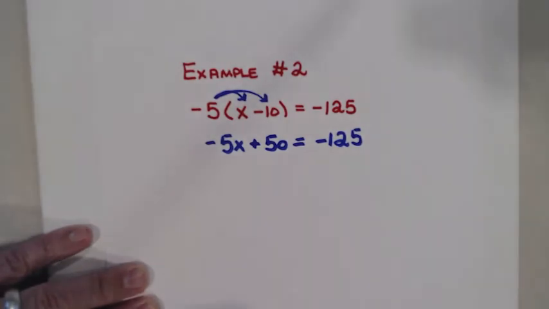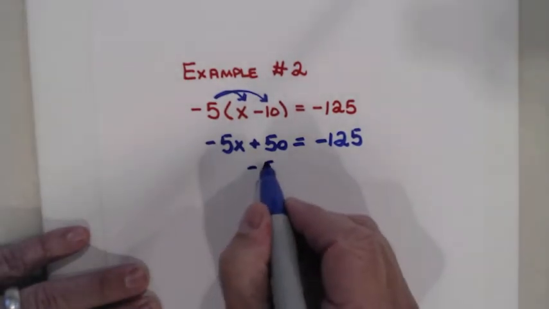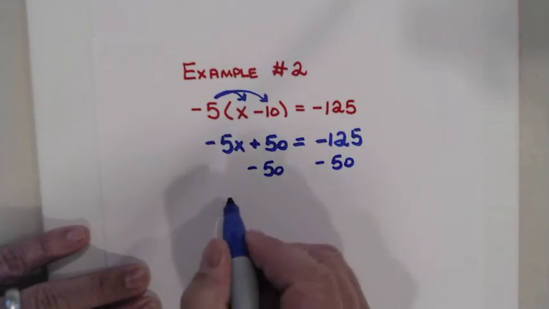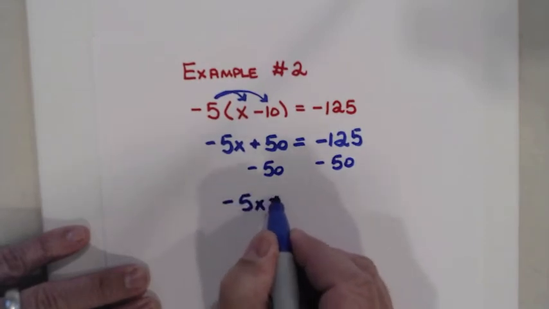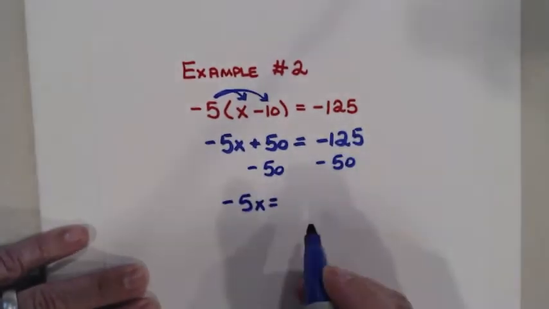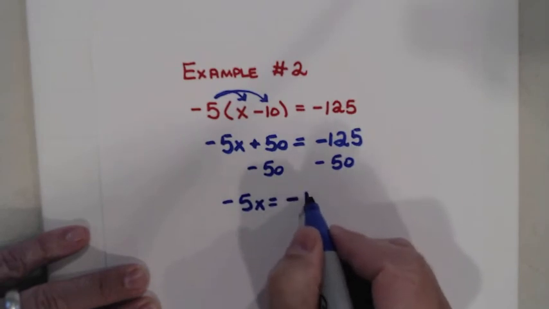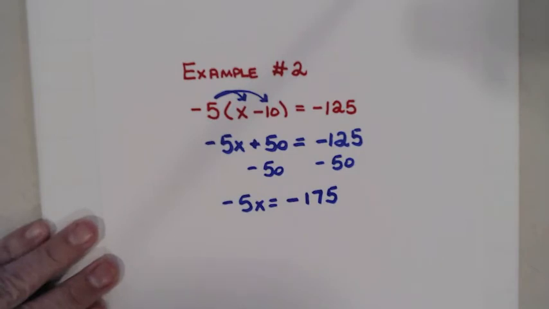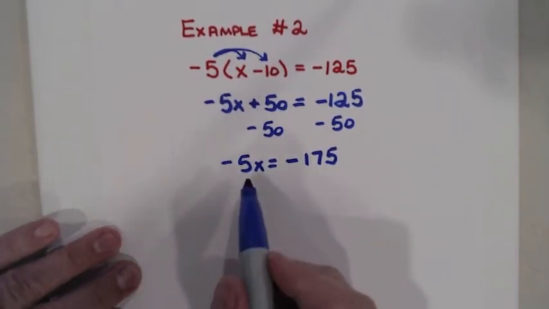I now have a two-step equation. To solve a two-step equation, I need to add or subtract first. I need to subtract 50 from both sides. -5x is equal to -125 minus 50, which is -175. Now I need to divide both sides because that's the opposite of multiplying.